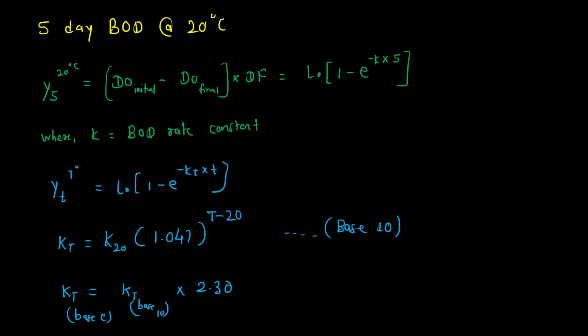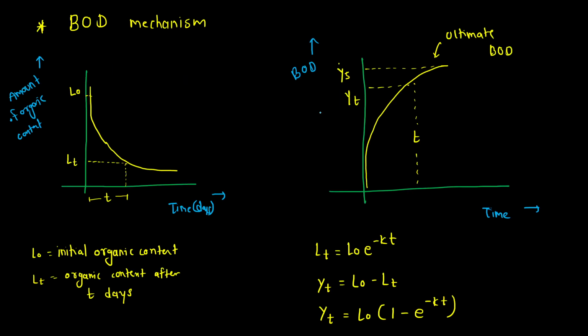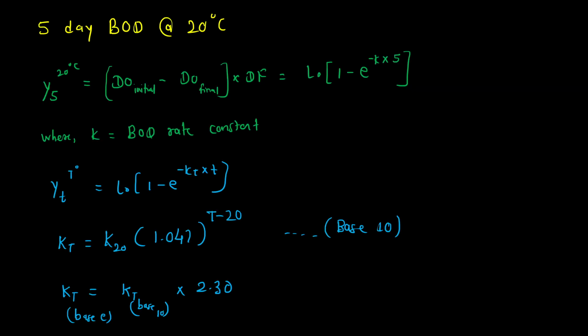See, the initial formula we have seen, that is DO initial minus DO final. Now this formula is derived by using the reaction kinetics of the BOD. Okay. Now we'll see the numericals from the next video.